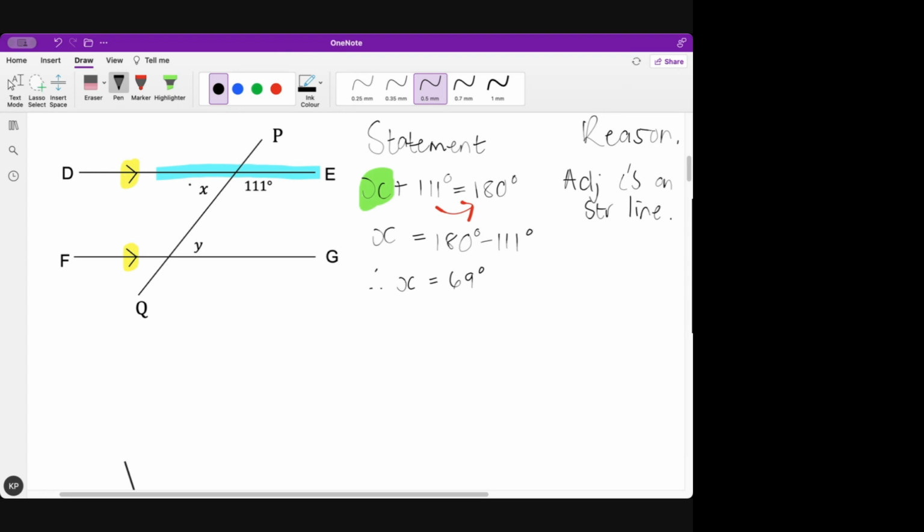So here we have a 69. Let me first get rid of this blue because I'm going to highlight again just now. 69 degrees. Does anyone have an idea of how we're going to find Y? We now have X, and now we need Y. Anyone have a clue? Is the hand up? Bongo Musa?